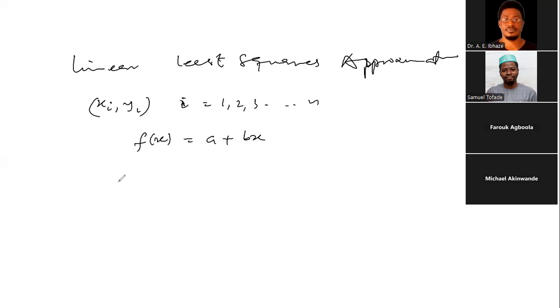Here, the sum of squared residuals, or the error, is given as S equals the sum from i equals 1 to n of y sub i minus the approximate function, which is a plus b x sub i. Then it's a mean squared error, so we square this. This is what we want to minimize, right?